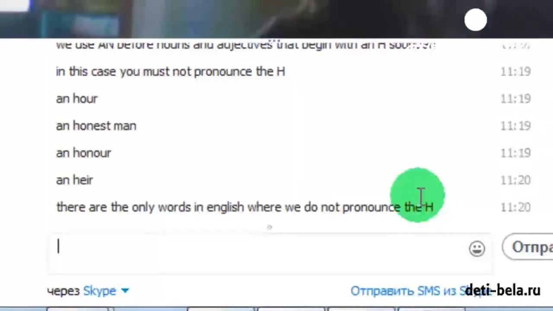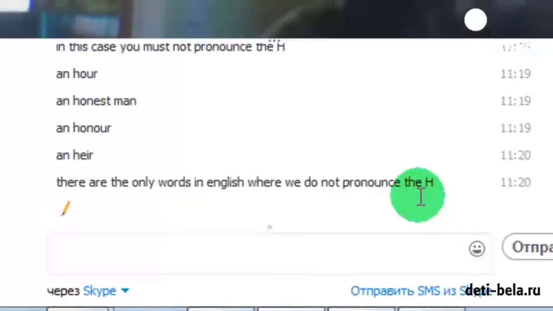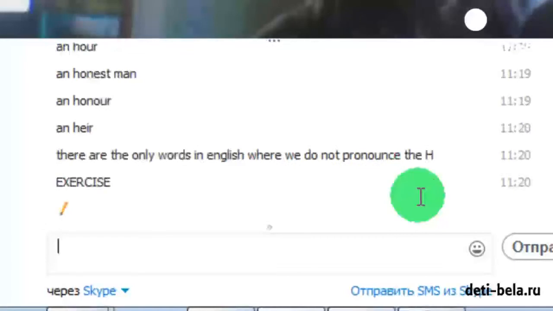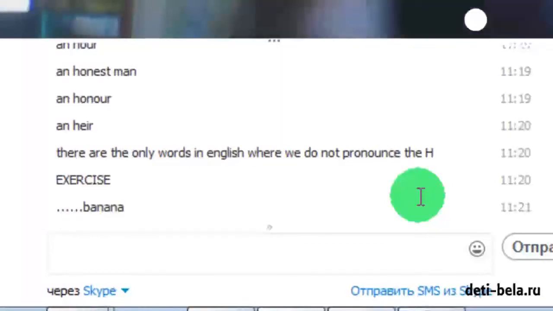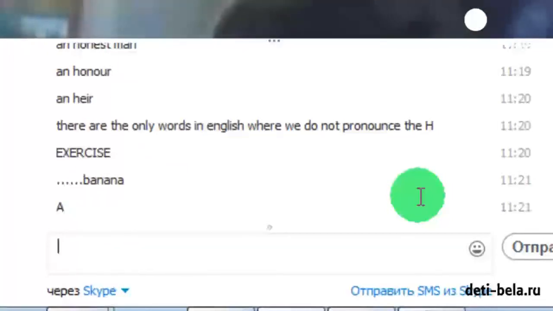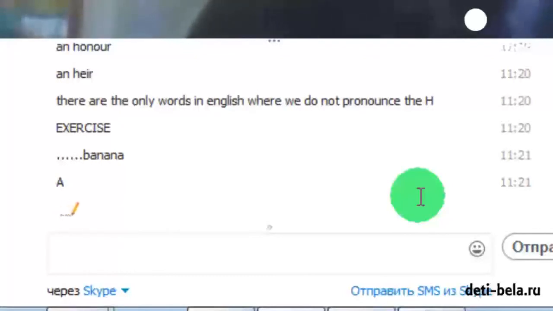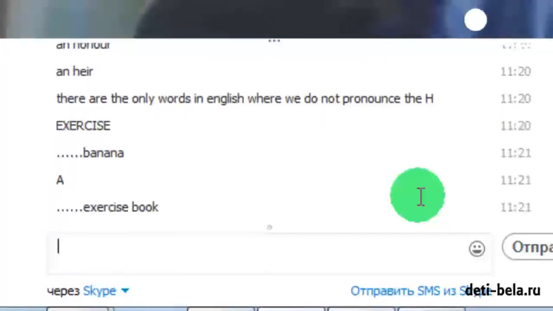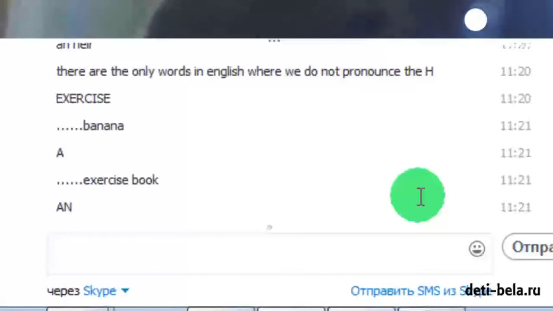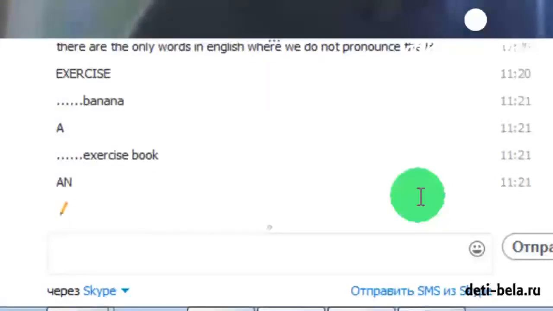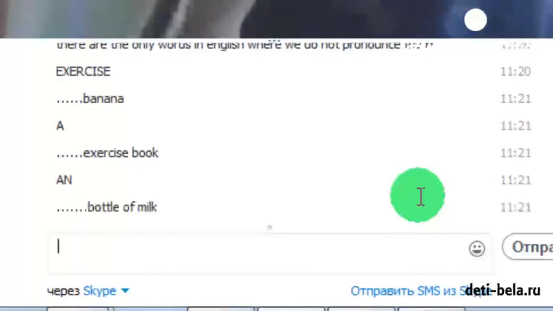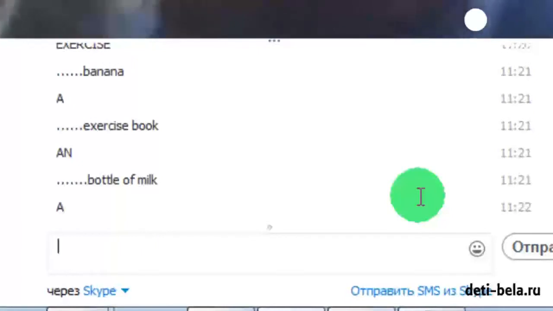Is it clear? Yes. Okay, now. Exercise. Banana. A or an? A banana. Very good. Exercise book. An exercise book. Good. Bottle of milk. An or a? A bottle of milk.